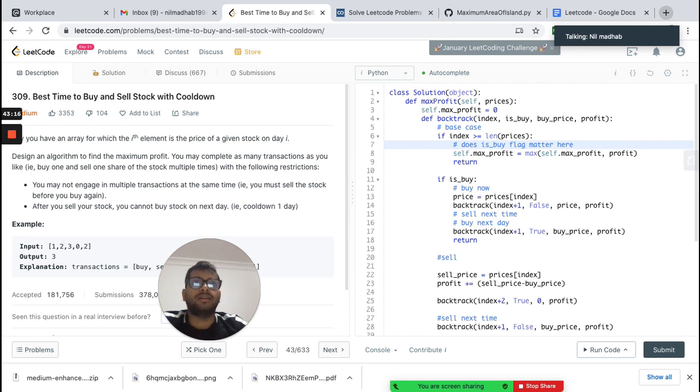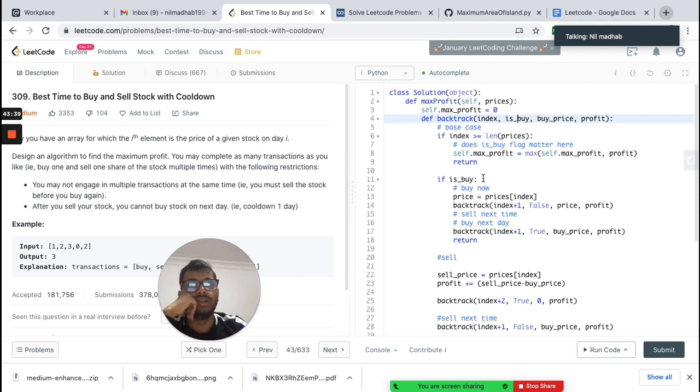I think it doesn't matter, because suppose we have two cases. One is we have to buy it at the end or sell it, but whatever the case, the profit is already made, and at the end we are not doing anything, so we don't need to consider this flag. That's what I think.